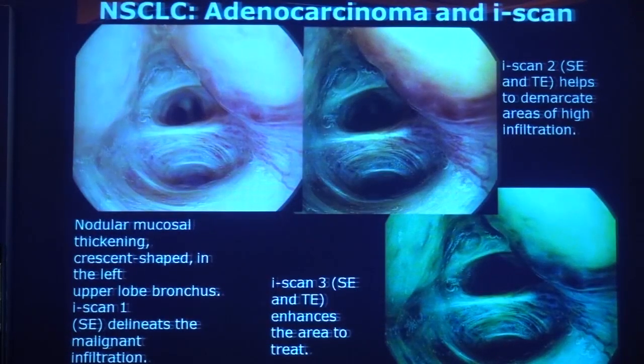This is a non-small cell lung cancer, adenocarcinoma, by iScan. As you can see, this is iScan 1, iScan 2, iScan 3. This is the margin, this is the vascularity, and this simply tells you where to move to iScan 2 and 3. You cannot do it all through the airways. If you can see something with iScan 1, you move and you see it with all the others.